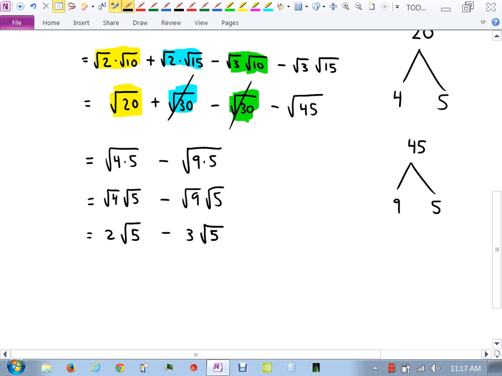And are we done? You can actually subtract these because they have the same exact thing underneath the square root, right? They both have 5. And so you're saying, like, 2 apples take away 3 apples, which leaves you with how many? You're taking 2, subtracting 3, minus 1. Minus 1 root 5. Or you could just write negative root 5. Either way.